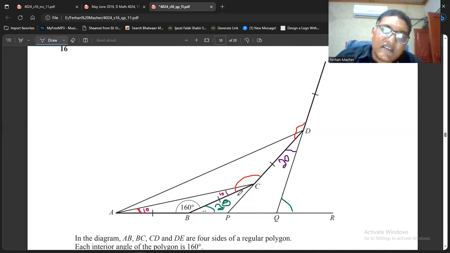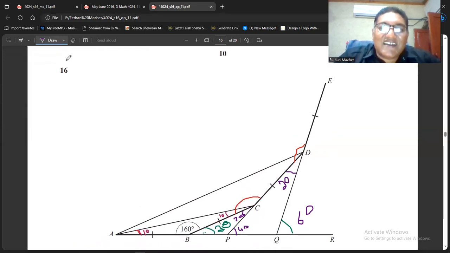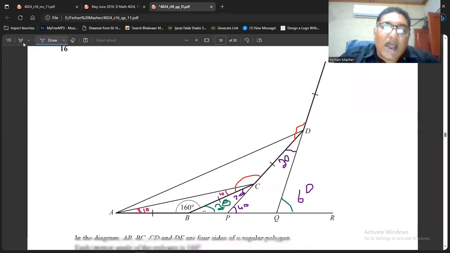You know, this is 160, this is a straight line. So this will also be 20. So this angle will be 20 plus 20, 40. So this will also be 40. 40 plus 40, and this will be 60, I think. The sum of the external angle is equal to the sum of the opposite internal angles. Okay, so hopefully you understand. This is how you find the DQR.